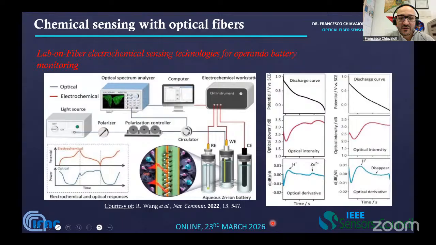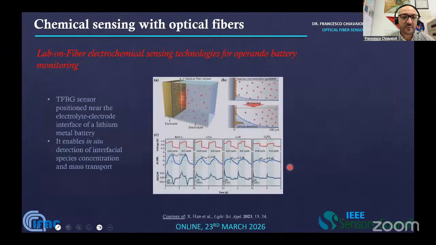Most interesting is that it is not only possible to monitor the electrochemical activity, but by deriving the optical signal in time, we can have some signal with peaks in the spectrum, which is related to the creation of specific components that can be used as a parameter to monitor the health of the batteries.